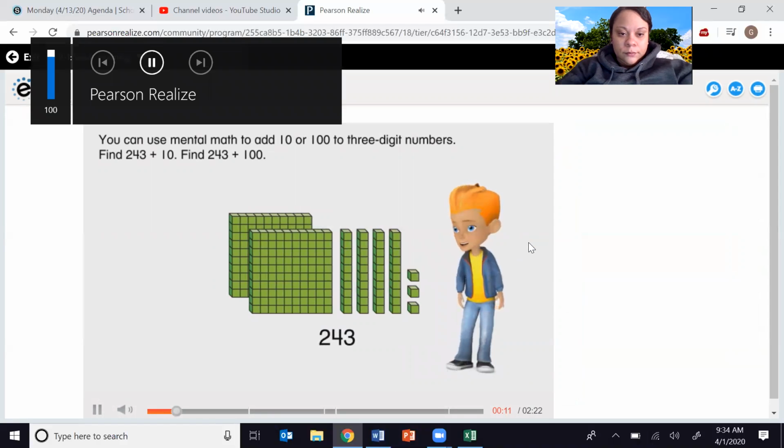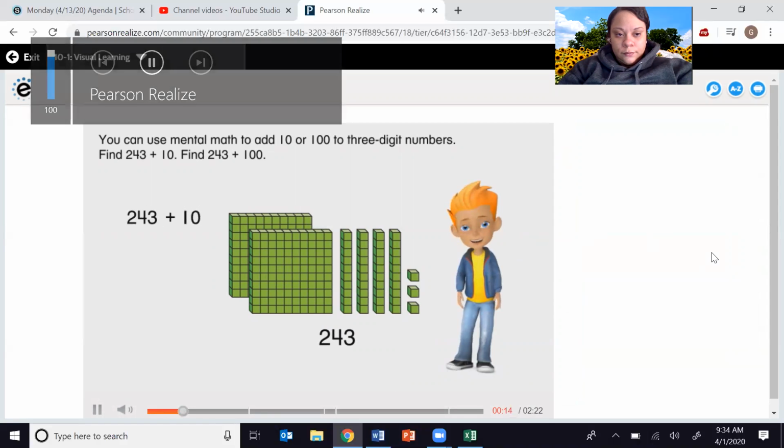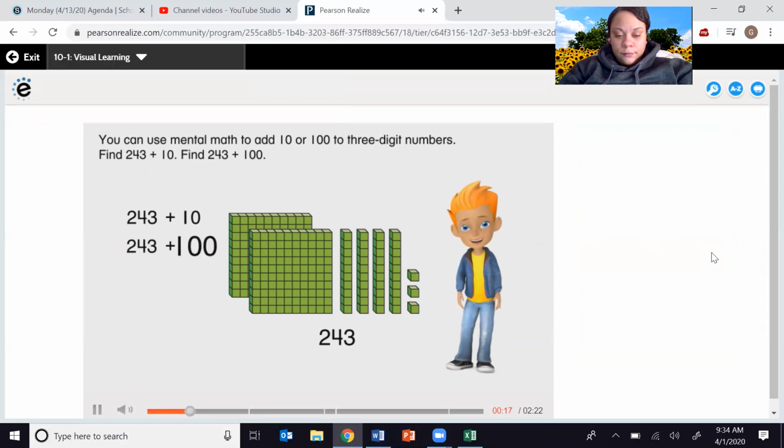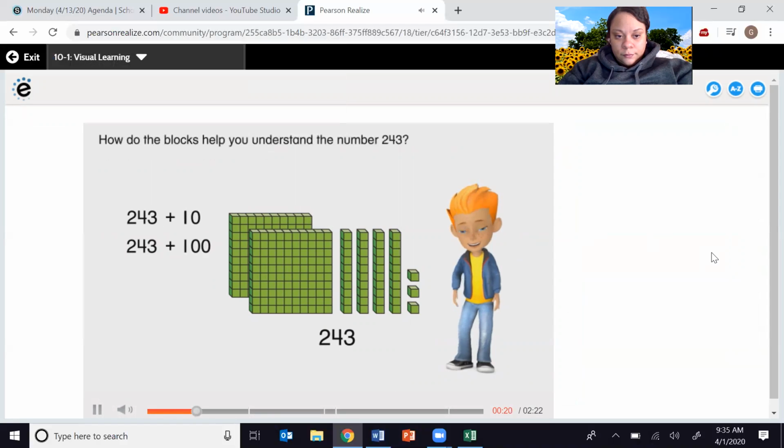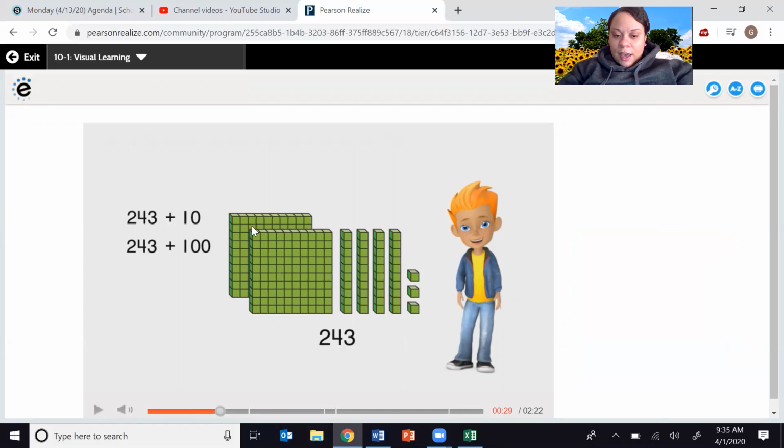Three-digit numbers. 243 plus 10. 243 plus 100. How do the blocks help you understand the number 243? I want you to think about that. How do these blocks show us 243? Well, I know. It's because there are 2 hundreds, which represents the 2 in 243. There are 4 tens, which represents the 4, and 3 ones, which represents the 3.